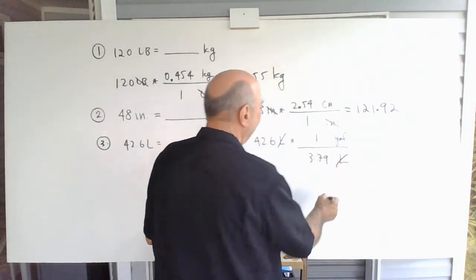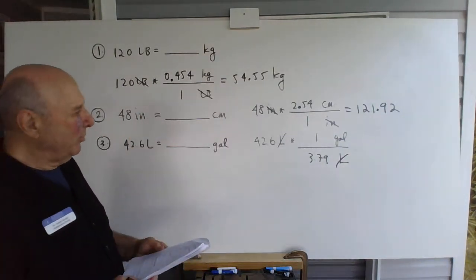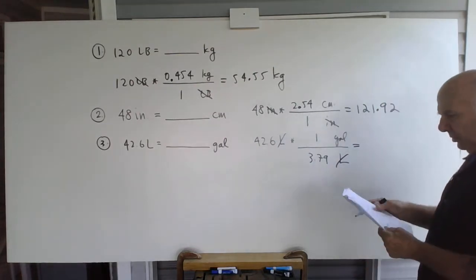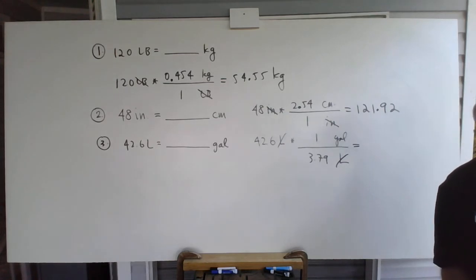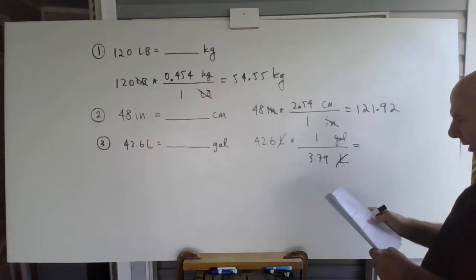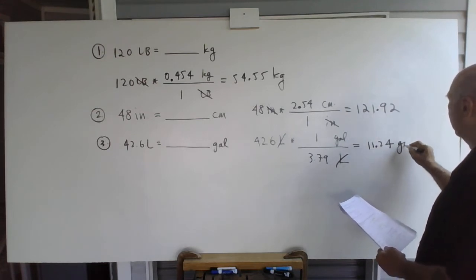The dimension of liters cancels. Now this one's going to be a division. So in the calculator I would use a division, and my answer to the nearest 0.01 unit would be 11.24 gallons.